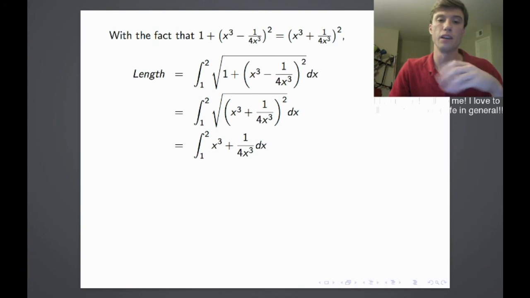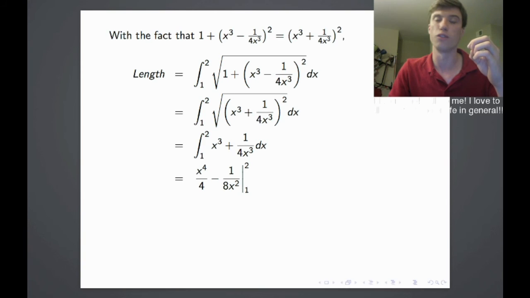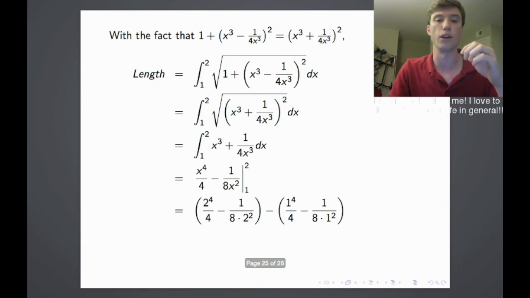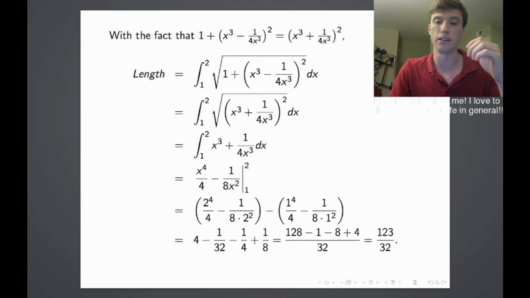At which point we can simply use the power rule to take the antiderivative. We get x to the 4th over 4 minus 1 over 8x squared, evaluated from 1 to 2. We plug in the numbers and simplify algebraically, and it follows that the length of our curve is 123 over 32.